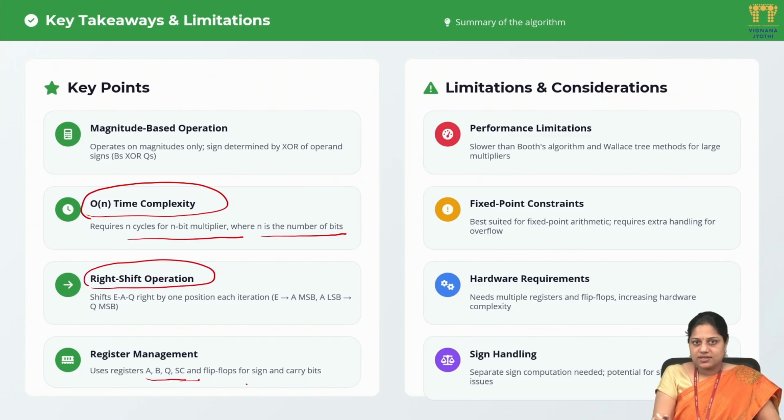Coming to the limitations, as discussed earlier, on performance it is a little slower than Booth's multiplication algorithm, which is used for signed 2's complement. But if your architecture is going to implement only sign magnitude representation, you have to go with this same algorithm, because Booth's will be used for the signed 2's complement representation. Also, it is only suitable for fixed point representation, not for floating point representation. For the hardware requirements, we need multiple registers and flip-flops to complete this algorithm, and we also need a separate circuit for the sign computation, which is not necessary in the signed 2's complement representation. Thank you.